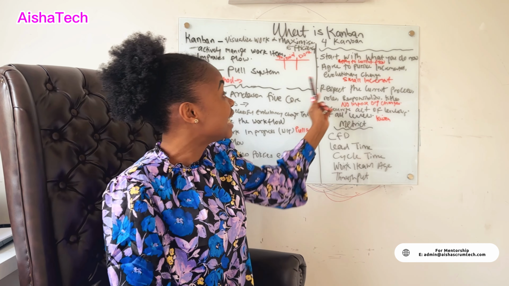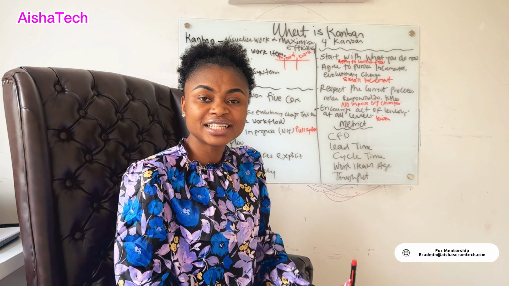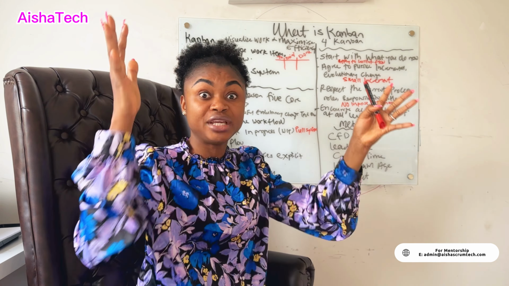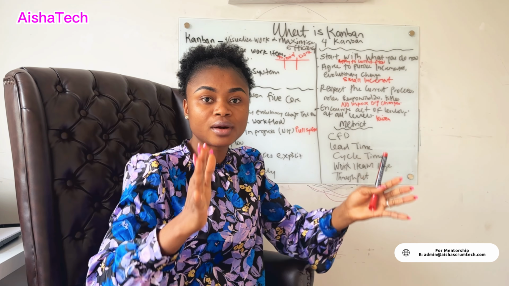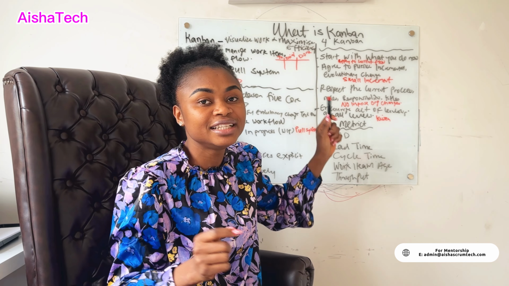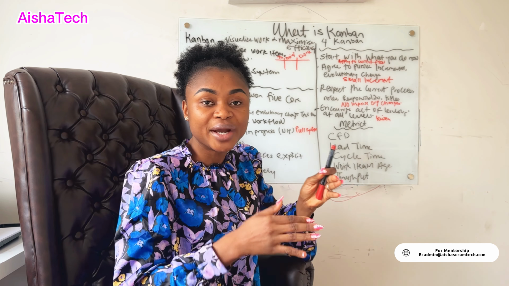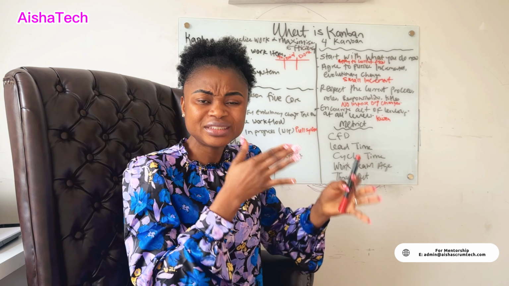So the next thing says, agree to pursue incremental evolutionary change. So basically, we shouldn't plan to have a big, massive change that will affect the whole company, right? Because then it becomes difficult. We all know that, right? So we will always advise in Agile to constantly do small incremental changes. And Kanban is very heavy on that, whereby we'll do small incremental changes instead of heavy changes. Respect the current process, roles, responsibility, and title.